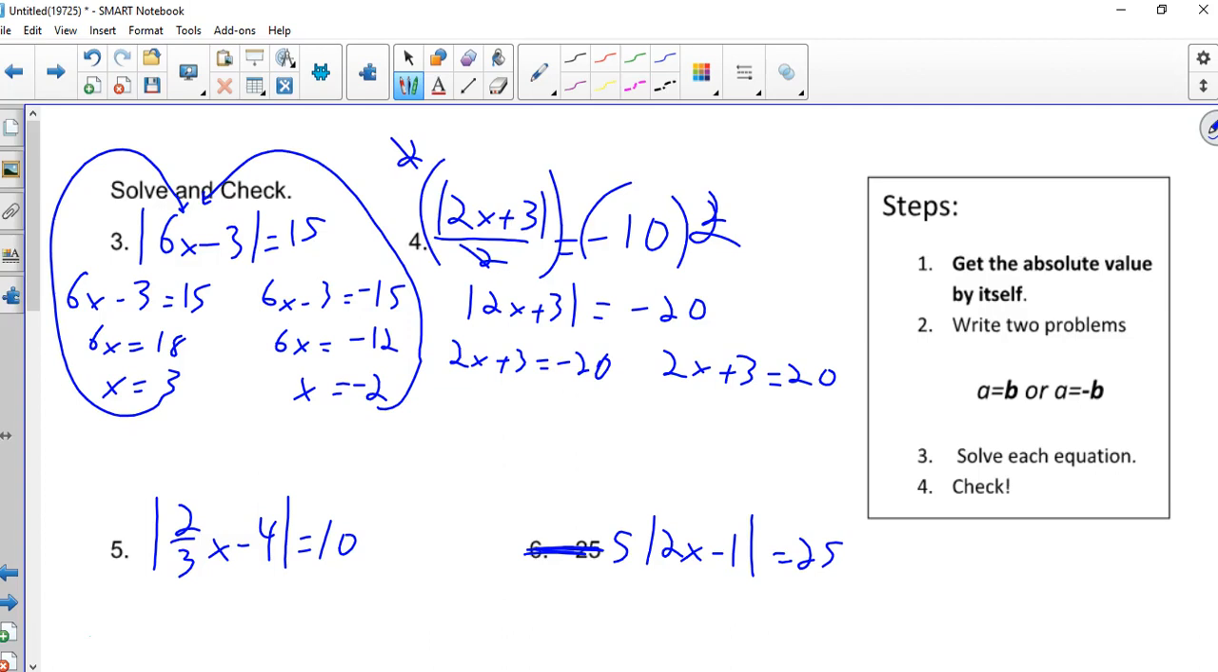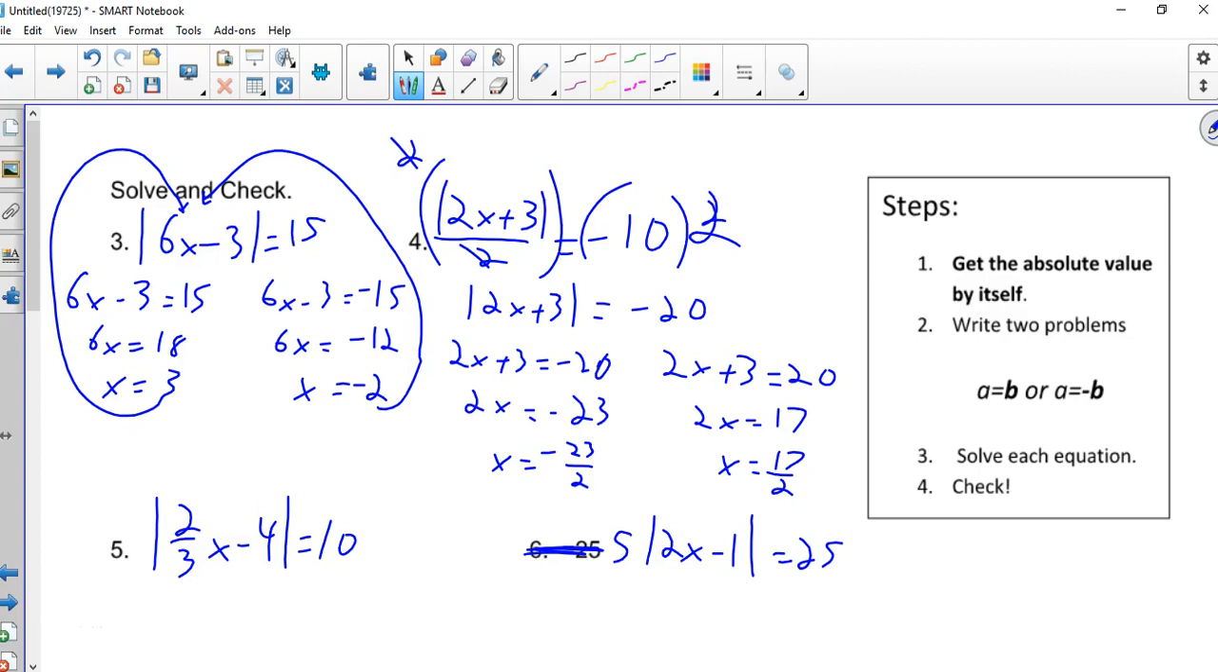Again, I'm not going to write out every step. I'm going to subtract 3 and get 2x equals -20 minus 3, which is -23. I'm going to subtract 3 and get 2x equals 17. Divide by 2, x equals -23 halves. Over here, I'm going to get x equals 17 halves.